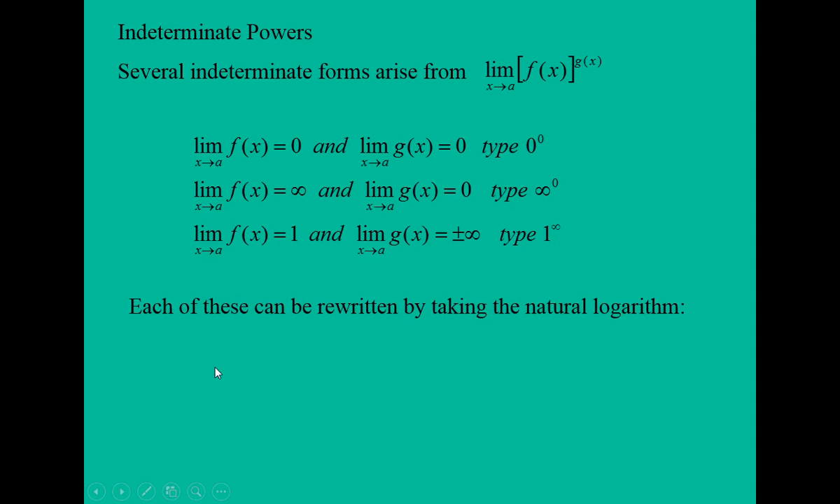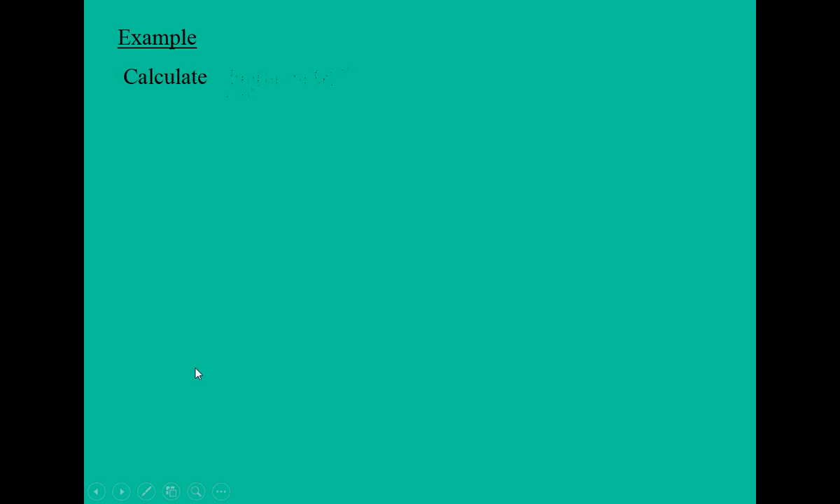Each of these can be rewritten by taking the natural log. Now this is going to look familiar to something that we've done previously when we were taking derivatives of the form f of x raised to a g of x. We took the natural log of both sides. And that allows us to bring the function g of x out of the exponent. So here's an example. Calculate this limit.